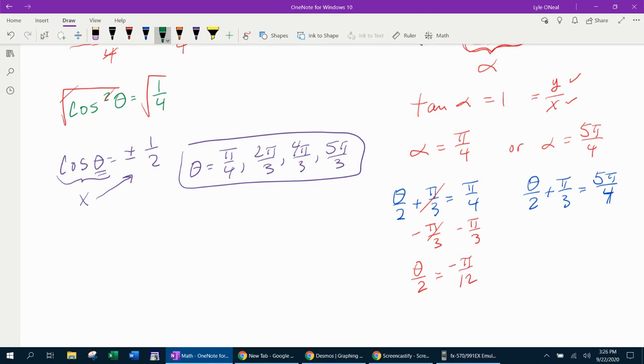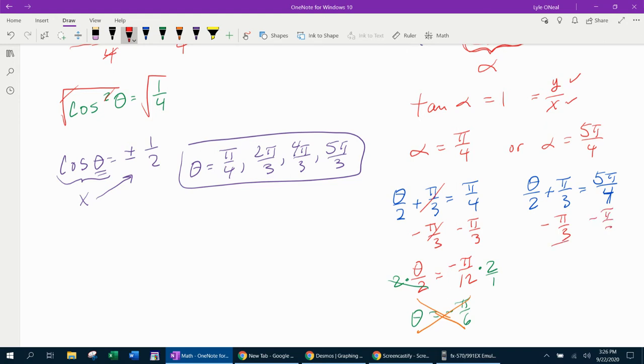And then I'm going to need to multiply both sides by 2. Remember, we're trying to get theta by itself. If I multiply that by 2, which is understood to be 2 over 1, that's going to be negative pi over 6. Notice that that is not a valid solution because it is not between 0 and 2 pi. Since that answer is negative, it's not within the range of values that my theta is restricted to. So that's not going to produce a solution. So let's try this one.